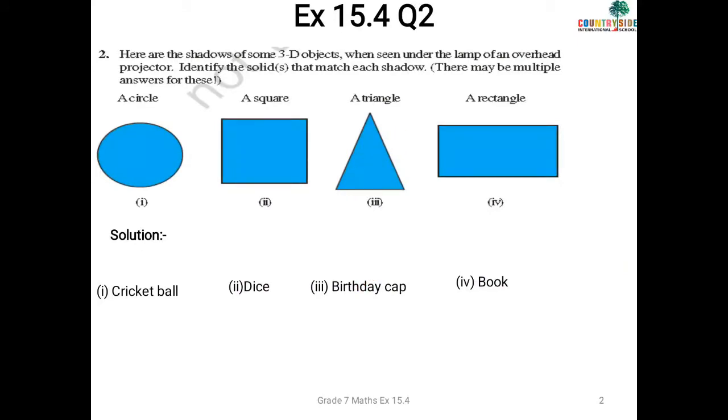Now for the fourth part, a rectangle. Think of any object that is of a rectangle shape. Yes, the book, or you can take any box, your geometry box. You can take as many examples as you want. So this was question number 2.